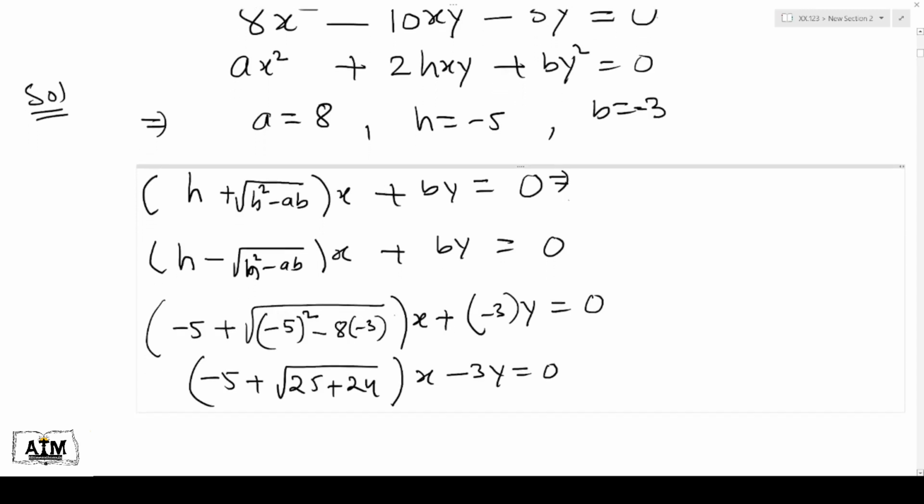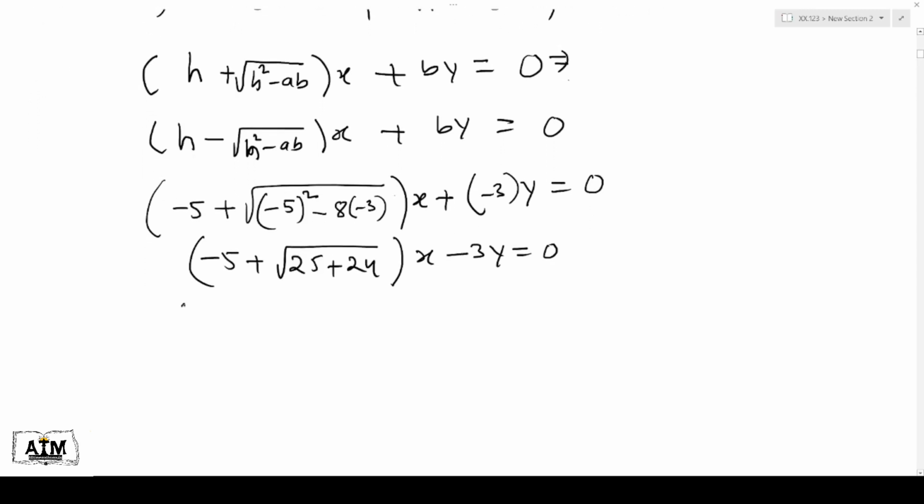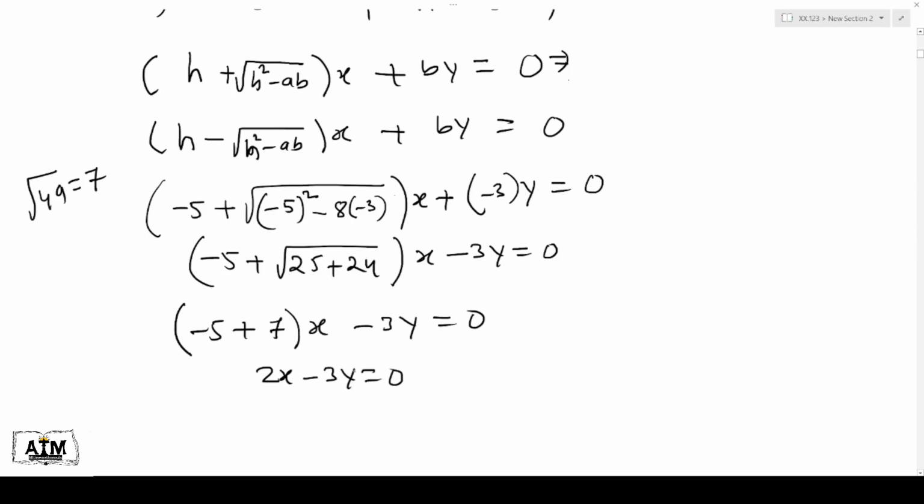Now further simplification, so we get minus 5 plus 7x minus 3y equals to 0. How did I get 7? 25 plus 24, that is 49. Root of 49 is 7. It is plus or minus 7, but I have selected plus here. So it is 2x minus 3y equals to 0, which is the equation of the first line.